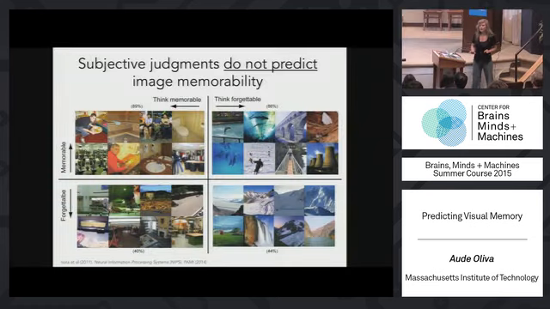So there are several ways to test memory. The way we tested memory here to get ground truth was an objective measurement. You see an image again, and if you remember it, you press a key. So that's an objective measurement. But you can also ask people, do you think you will remember an image? Do you think someone else will remember an image?